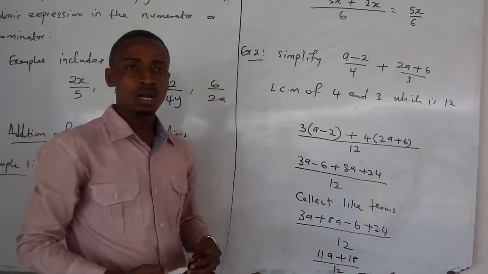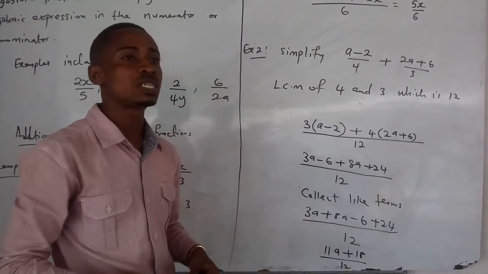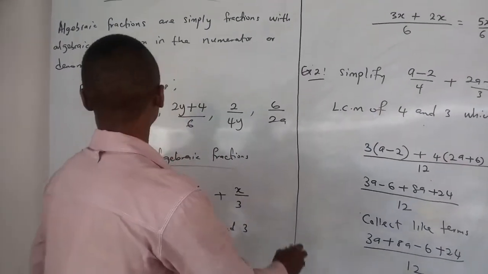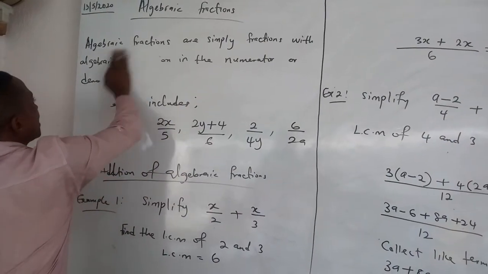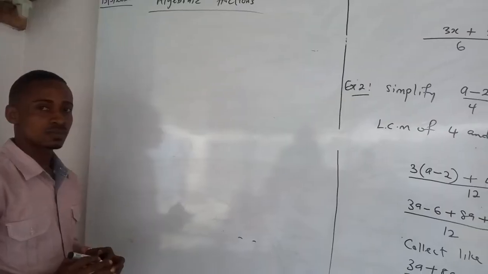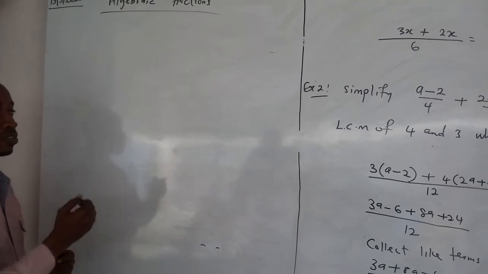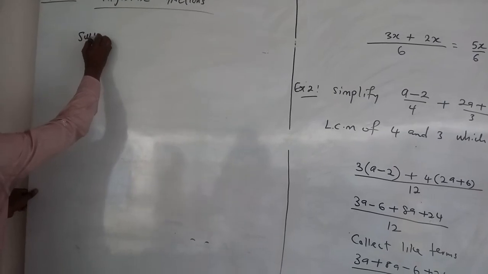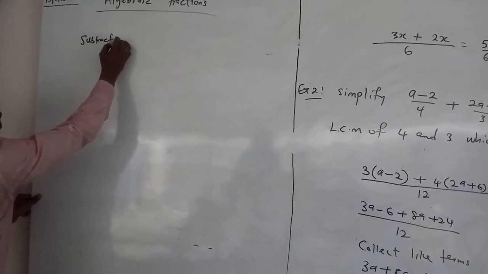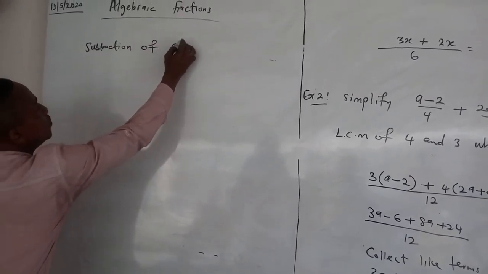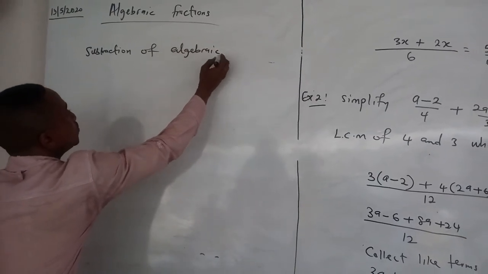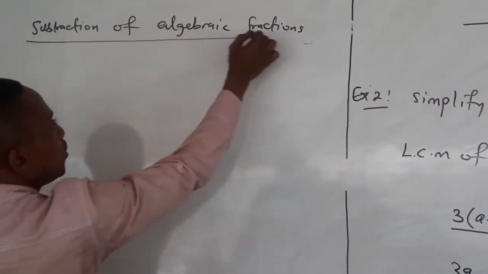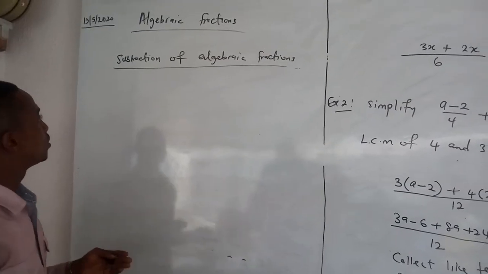Okay, now let's also move to the second aspect of it. We want to look at subtraction of algebraic fraction. Now let's also look at some examples on this.